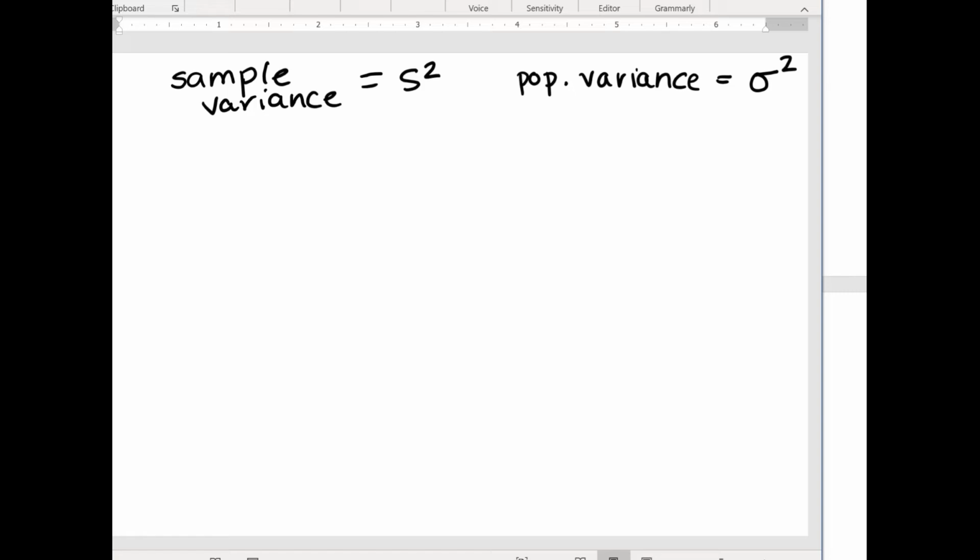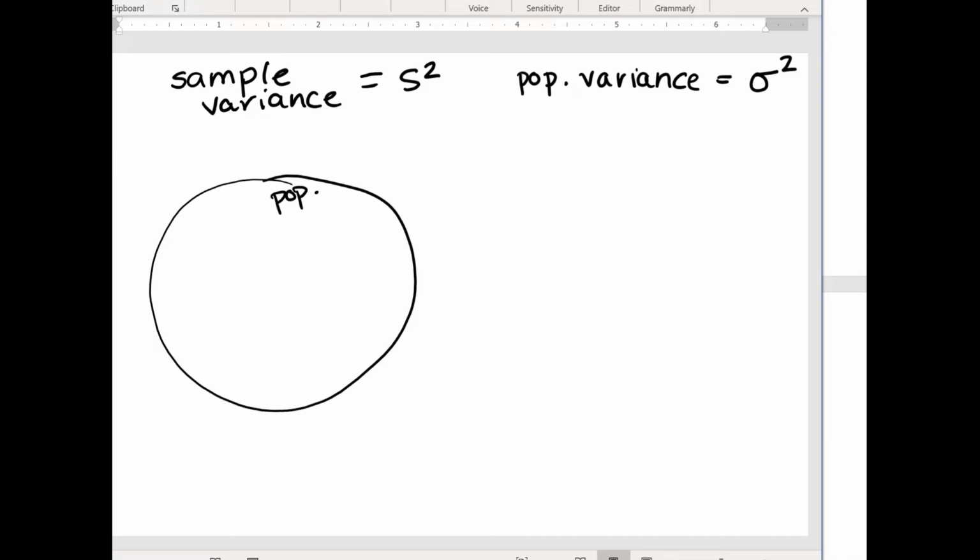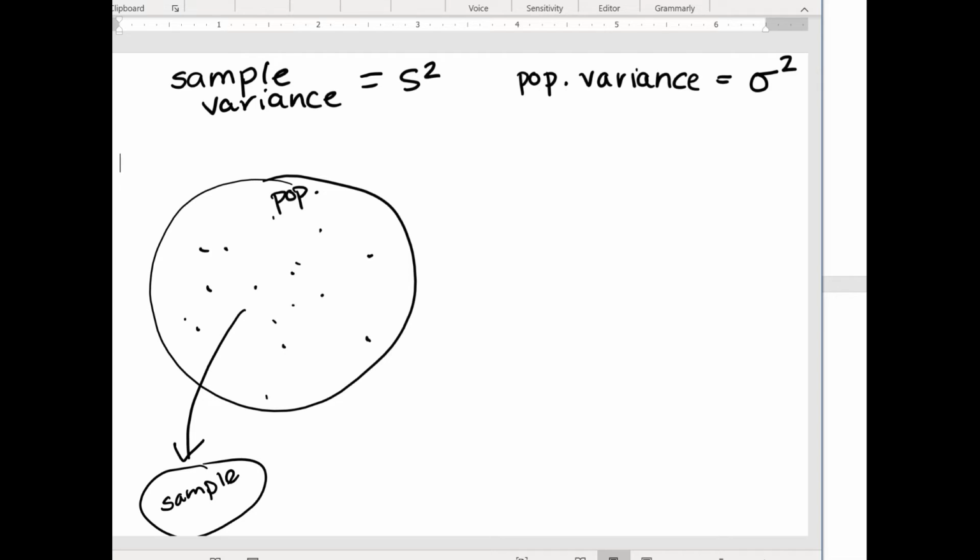Okay. So why are there different formulas for the sample variance and population variance? Now, keep in mind that the sample is drawn from the population, right? So the population is always going to be bigger than our sample. Our sample comes from this population, but it's smaller, right? Because it's not everybody, it's just selected values that end up in our sample.